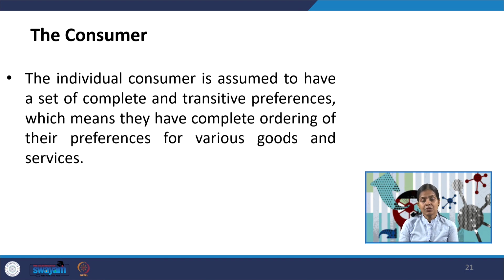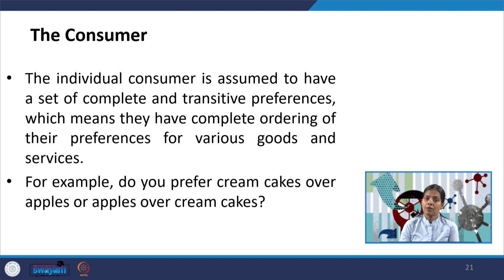The individual consumer is assumed to have a set of complete and transitive preferences, which means they have a complete ordering of their preferences for various goods and services. For example, do you prefer cream cakes over apples or apples over cream cakes? So, this is only two options. This is still easier to answer. If I have 10 products kept in front of me, the assumption is that I will be able to rank each one of them in terms of my preferences.